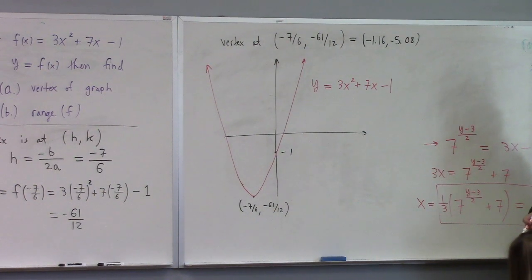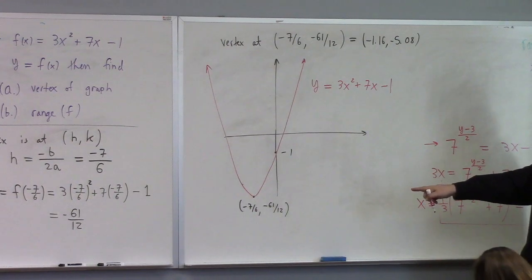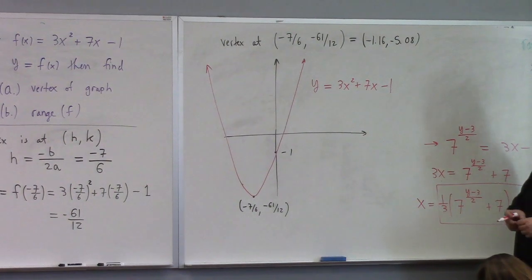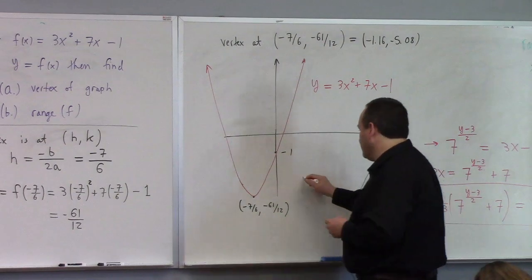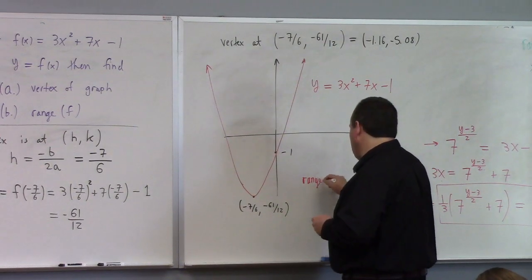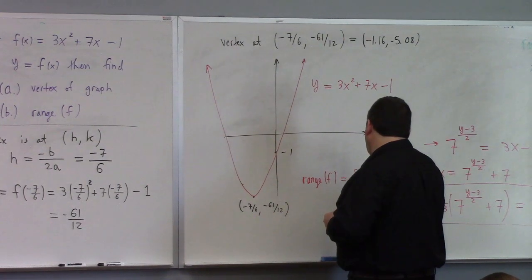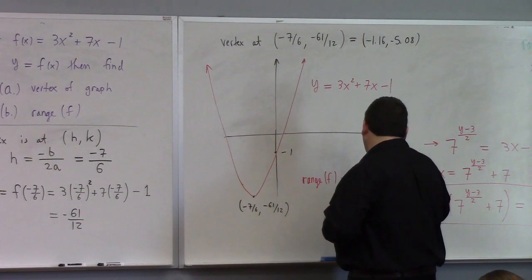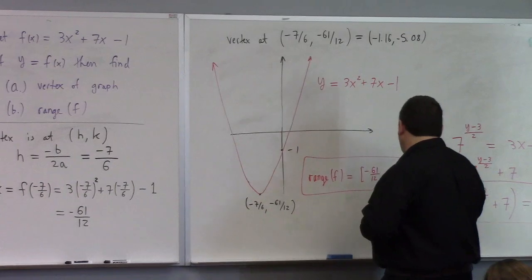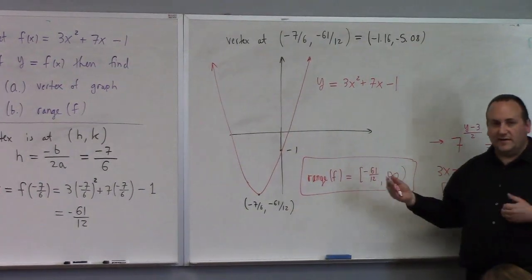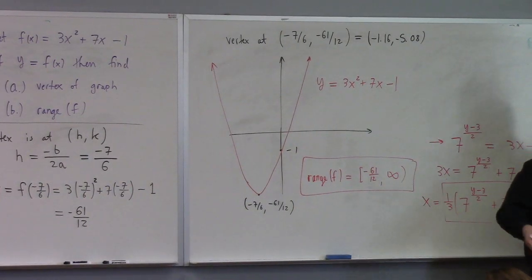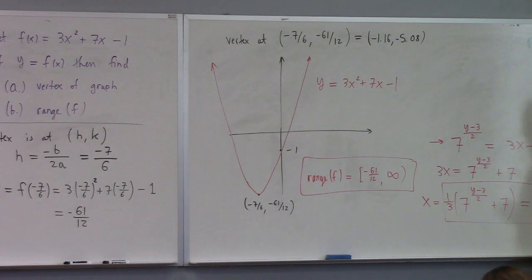So my question then is, because we found the vertex, part A, what's the range? The range of f is minus 61 over 12 to positive infinity, right? So that is the answer for part B, because those are all the y values that we see that the graph attains. All of those y values are attained by the graph. All right.